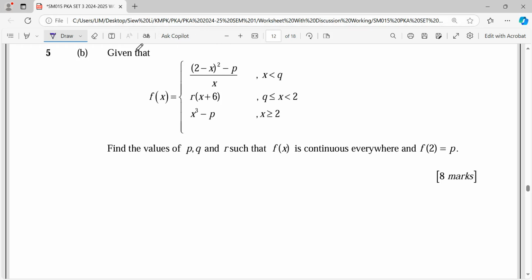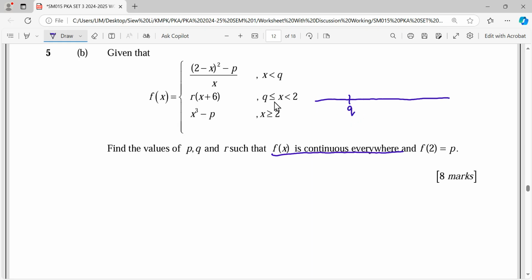Okay, look at 5b, given that piecewise function and it is continuous everywhere. That means all the switching points of the function are continuous. So when you get a piecewise function, firstly we draw out the interval. It's not drawing the graph but just writing out the interval.